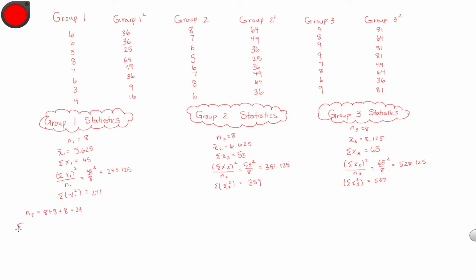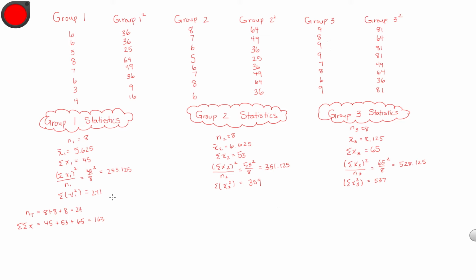Next, we have that term sigma x, which again probably looked foreign in the beginning, but now you should kind of have a guess of how we find that. We already have the sigma x for group 1, sigma x for group 2, and sigma x for group 3. So to find sigma x overall across groups, we're going to add those three terms up. So 45 plus 53 plus 65, which comes out to 163.